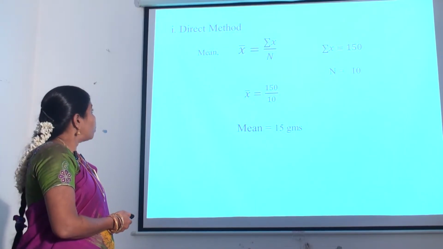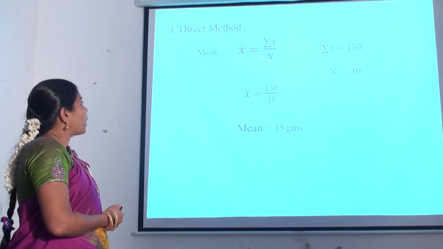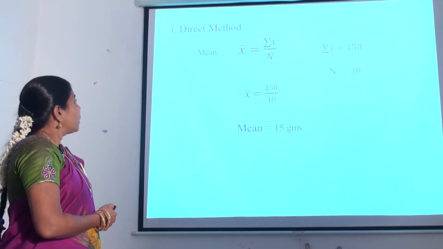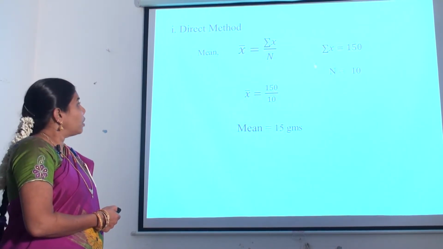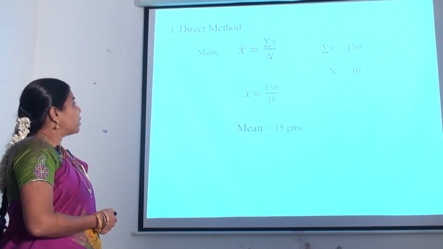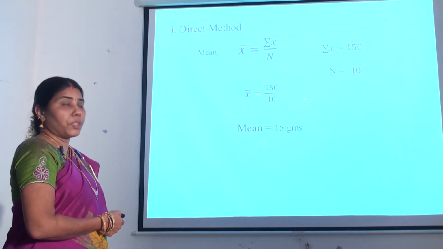Now we have to substitute the value of sigma x, which is 150, in the formula. Here n is total number of items, which is 10. So 150 divided by 10 is 15 grams. Mean is 15 grams.